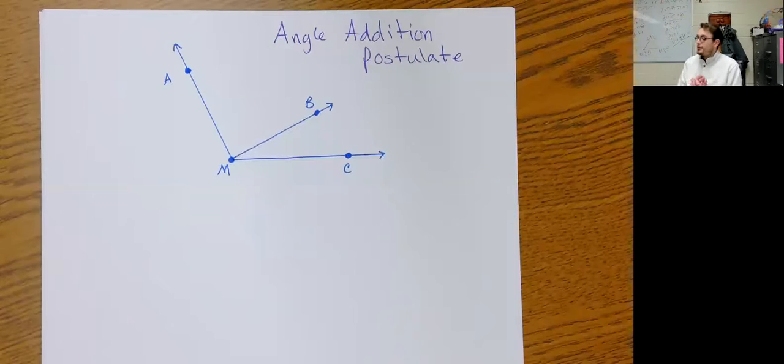All right, hello. This is going to be a short introduction to the angle addition postulate. I'm going to go through the general form of the angle addition postulate, and then a few simpler intro angle addition problems. Angle addition postulate is similar to the segment addition postulate. You take two smaller bits and add them together to get the whole thing.